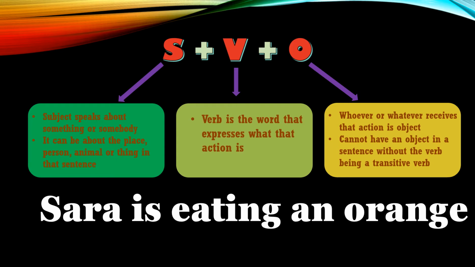For example, she is sleeping. Sleeping is the verb, but it is not a transitive verb because after sleeping there is no object. She is sleeping, that's it, right? For another example, Sarah is eating an orange. Here Sarah is the subject, is eating is the verb and an orange is the object.